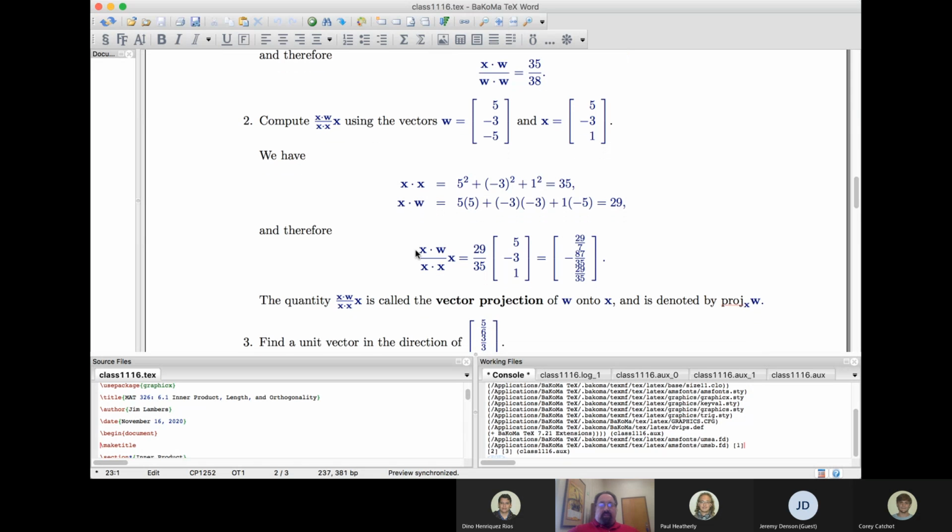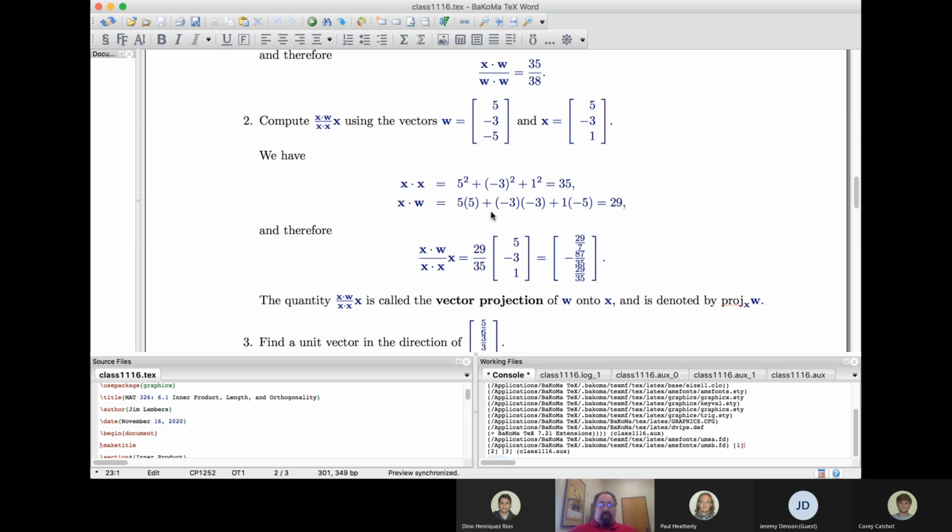Then what's done after that is, you go ahead and take the ratio of these inner products that you just computed, and then you're scaling x by that. So we're just scaling all the components of x by this ratio.